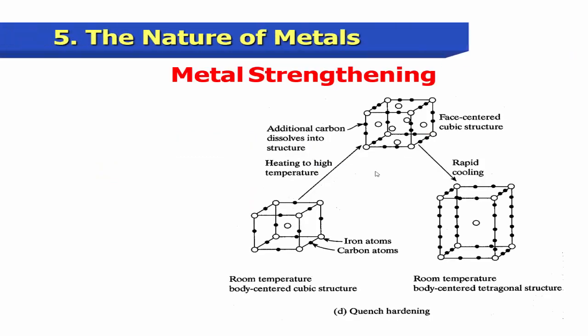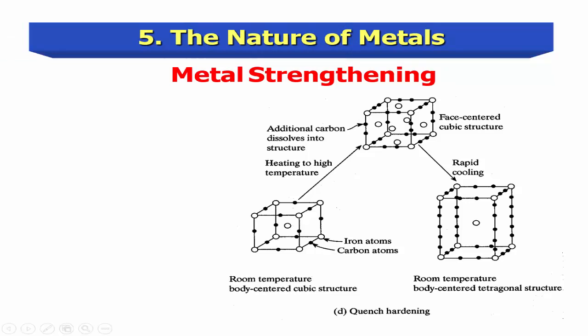Here is an example. We have the quench hardening. So this is a face-centered cubic structure, and this is the additional carbon that dissolves into the structure. Here are the iron atoms and the carbon atoms. The heating to high temperature goes to a rapid cooling. So this is a room temperature with body-centered cubic structure, and this is a room temperature with a body-centered tetragonal structure.